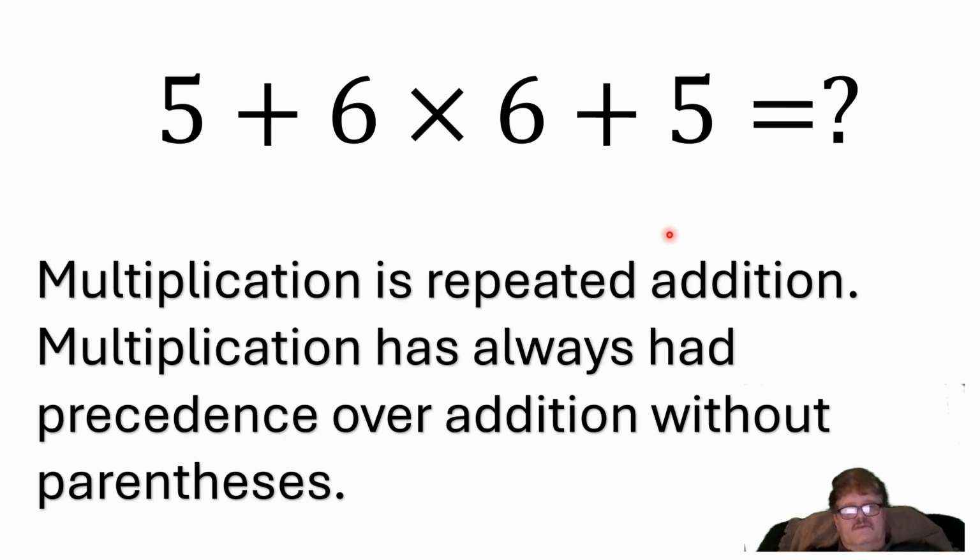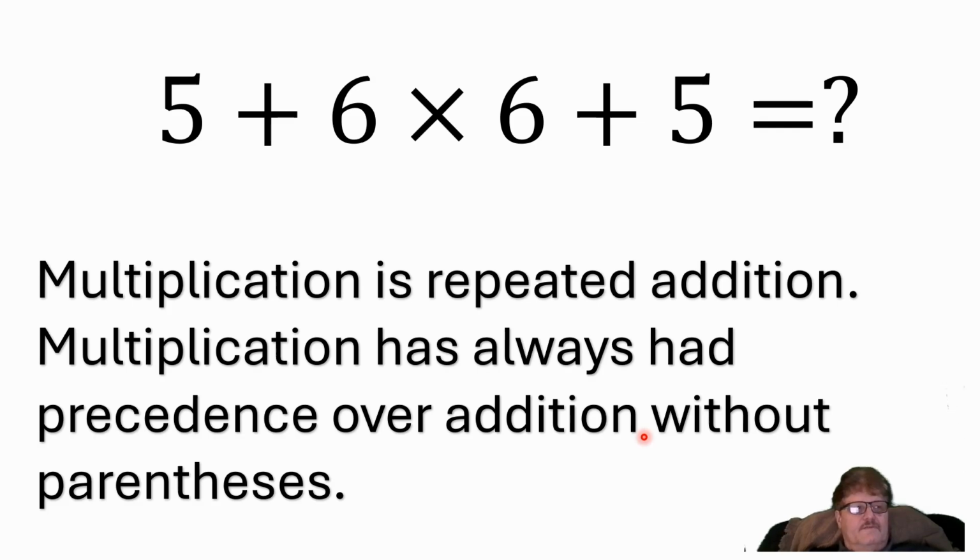First of all, if you understand that multiplication is repeated addition, that's literally all multiplication is. It's always had precedence over addition without parentheses. But I'll see people all the time say things like, well, there's no parentheses around the 6 times 6, so you just solve left to right. And I think a lot of that is some leftover confusion about acronyms.